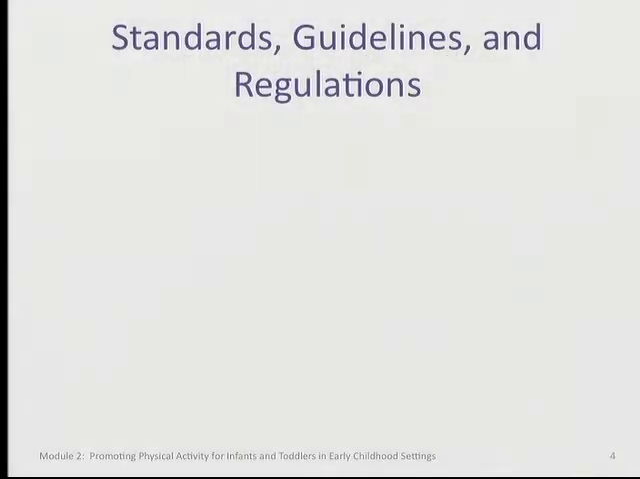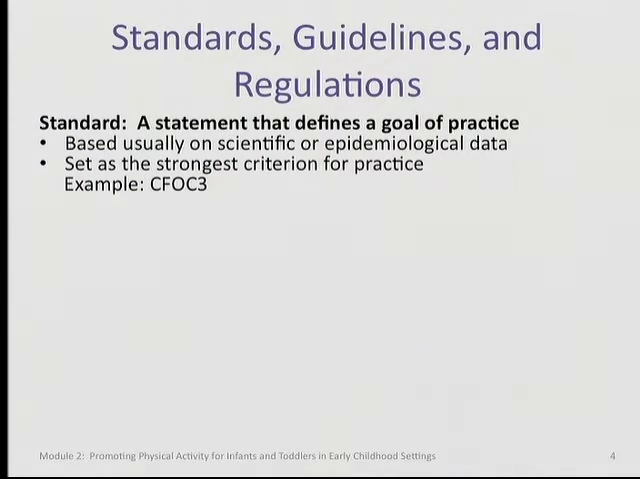It is important to understand the difference between standards, guidelines, and regulations when discussing best practice in child care. This knowledge will help you to better incorporate the information that you receive today into your daily practice. A standard is a statement that defines a goal of practice. It is usually based on scientific evidence. It is stronger than a recommendation or a guideline, but differs from a regulation because compliance is not necessarily required for legal operation. Examples of national standards include Caring for Our Children and the ASTM International Standards for Product Safety, such as their crib safety standards.